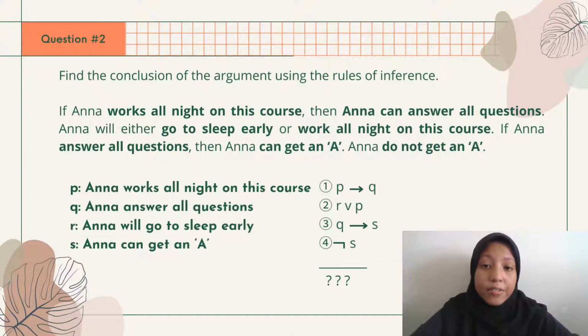Next, we need to convert the given argument into symbolic form. If Anna works all night on this course, then Anna can answer all the questions. The symbolic form is P implies Q. Anna will either go to sleep early or work all night on this course, so R or P. If Anna can answer all the questions, then Anna can get an A, so Q implies S. Anna does not get an A, so not S. So we need to find the conclusion for these premises.